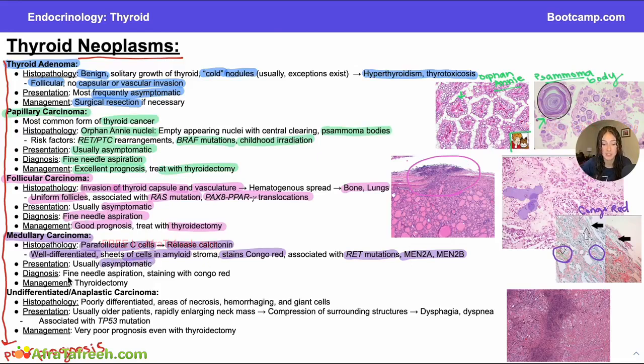The presentation is still asymptomatic. We're still going to diagnose with a fine needle aspiration, and we're going to stain with Congo red, and then management, we will do a thyroidectomy.